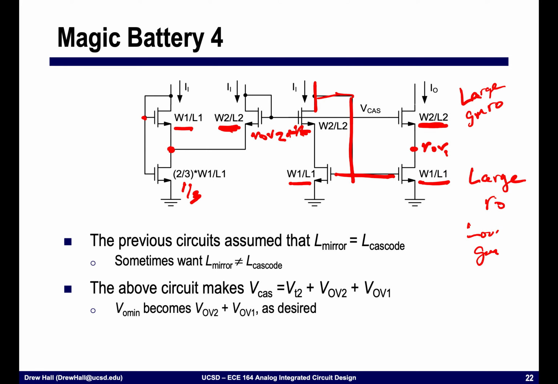So again, very quickly, this voltage here generates VOV1. This transistor shifts this voltage up by VOV2 plus VT. It's shifted back down by this device. And then at the end of the day, we are left with VOV1 here, which is exactly what we need in order to keep this bottom right transistor in saturation.